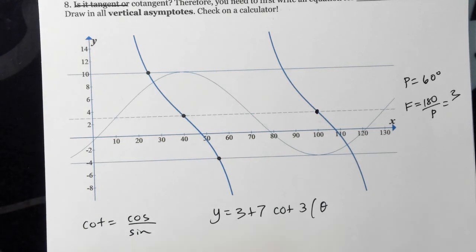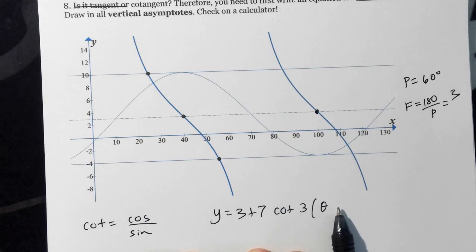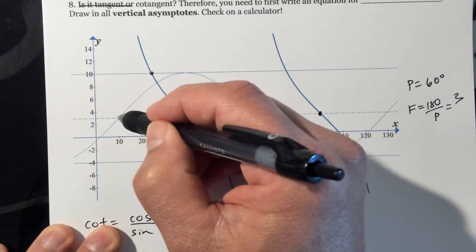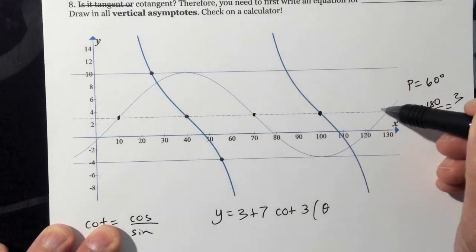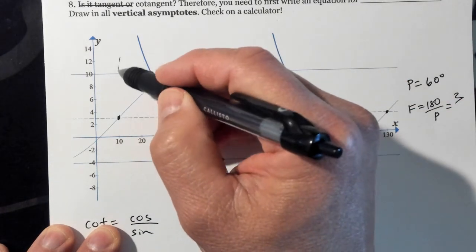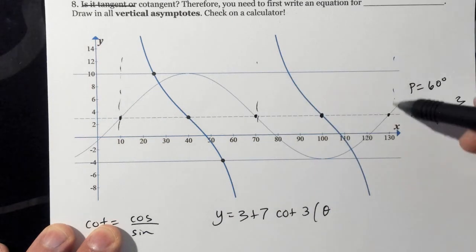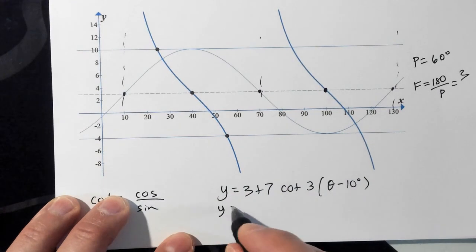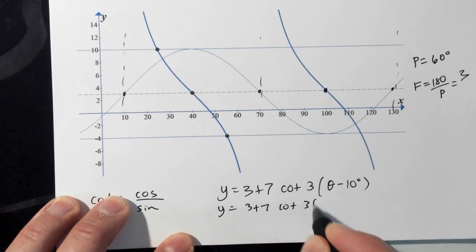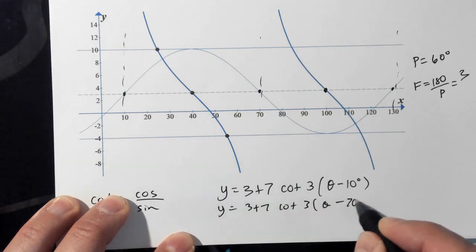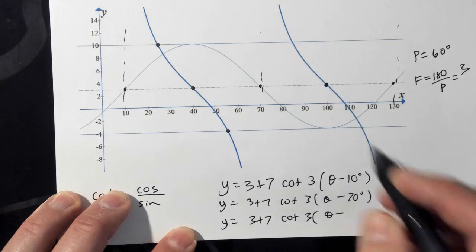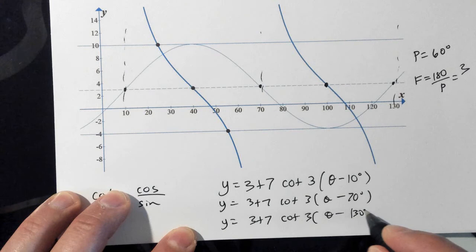We need the vertical asymptotes. When you're doing cotangent, the phase displacement will be the location of the vertical asymptotes. So there's a vertical asymptote here. There's a vertical asymptote here. There's a vertical asymptote here. So minus 10, that's acceptable. Minus 70, that's acceptable. And minus 130, also acceptable.